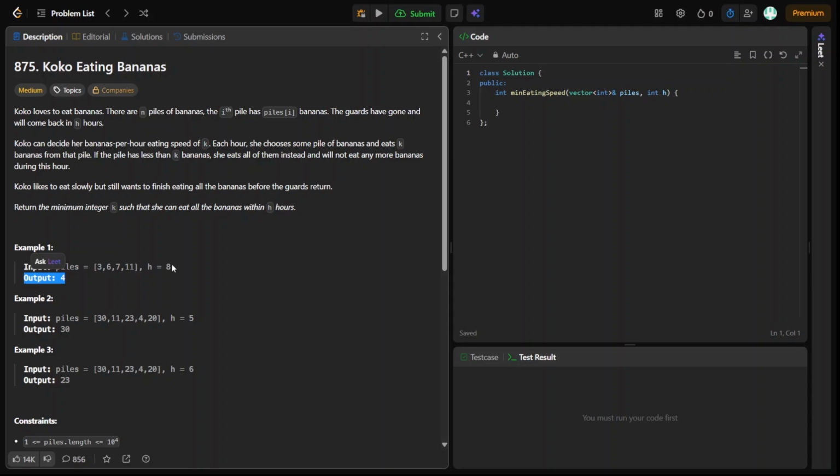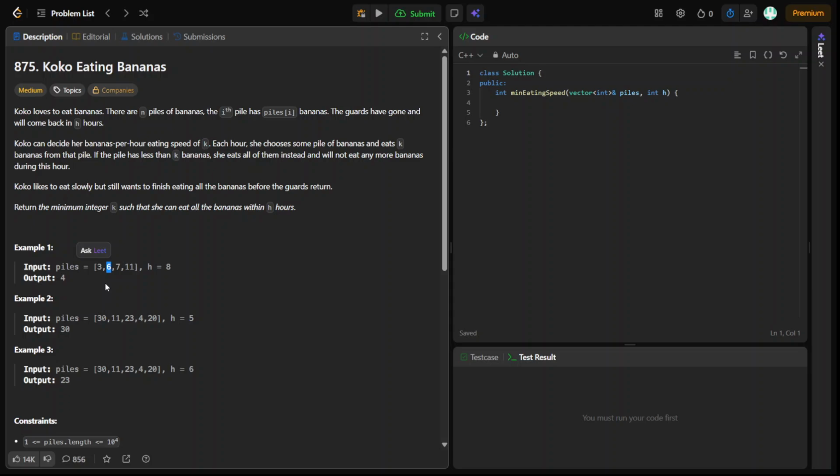If the pile contains fewer than k bananas, she simply finishes that pile. So if we are choosing 4 bananas per hour, and the pile contains 3, she will of course eat all the bananas in 1 hour. In the next hour she will not try to eat from the same pile; from the second hour she will continue with the sixth pile.